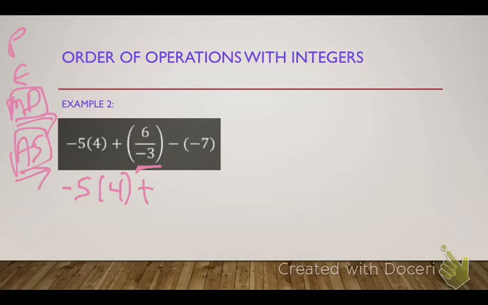negative 3, again I'm going to refer back to Mr. Multiplication: negative, positive, means negative. We have a positive 6 and a negative 3, which means our answer is negative, so we have plus a negative 2, because 6 divided by 3 is 2, so it's a negative 2, minus a negative 7.